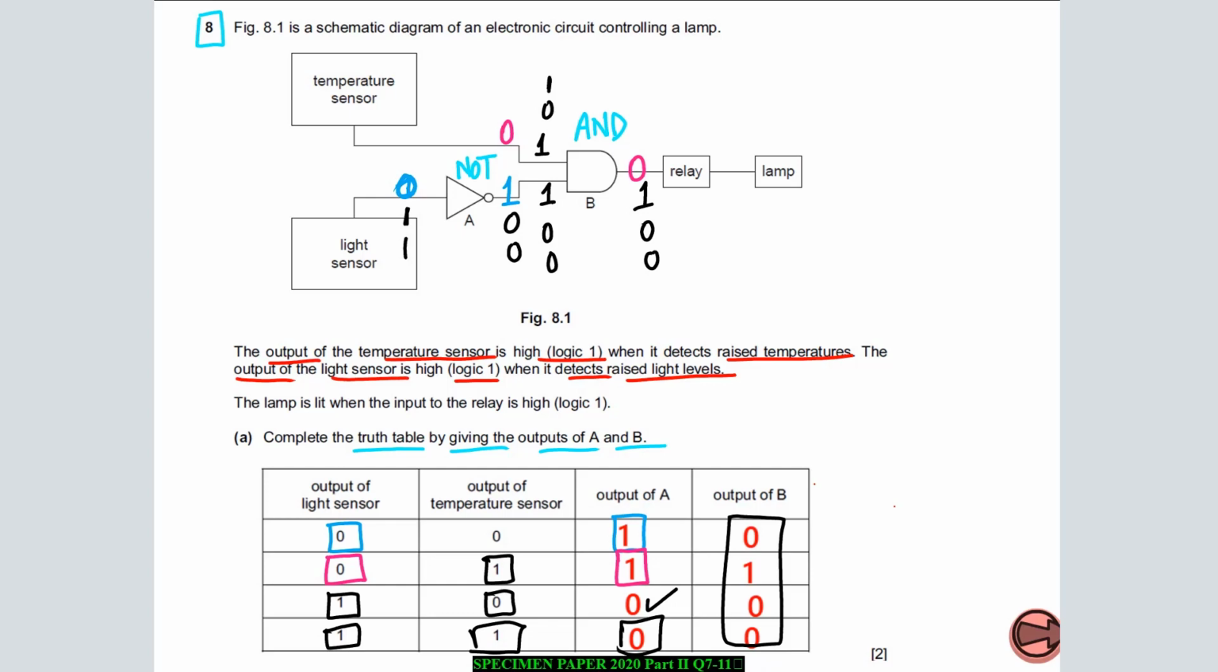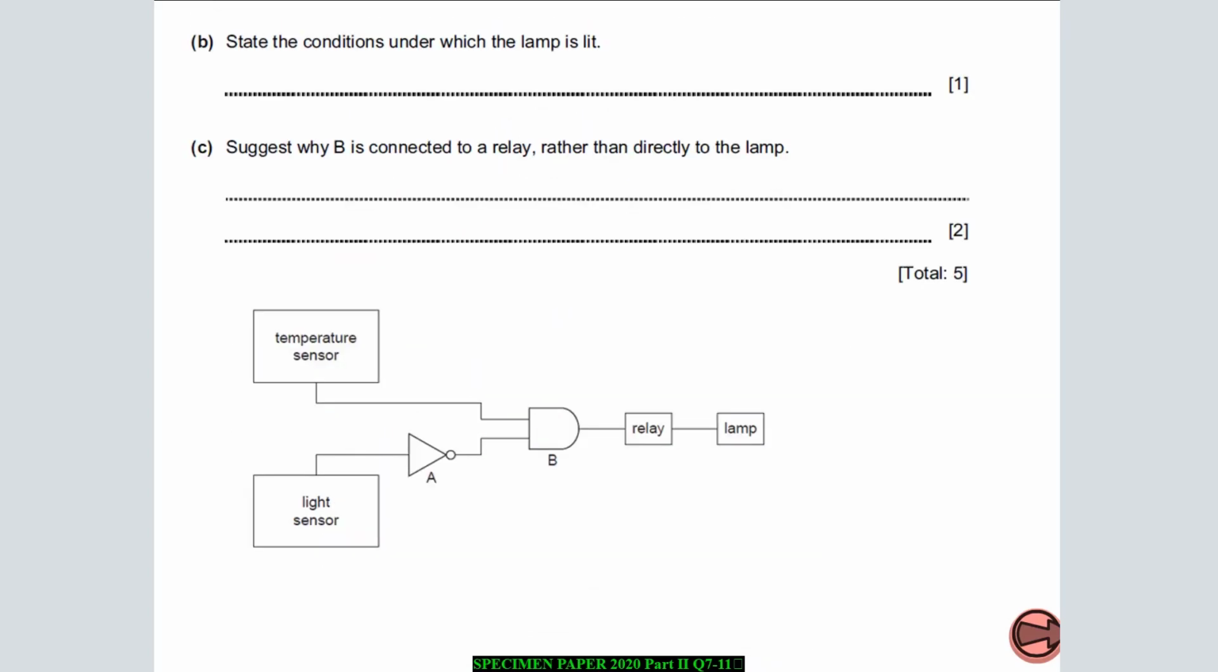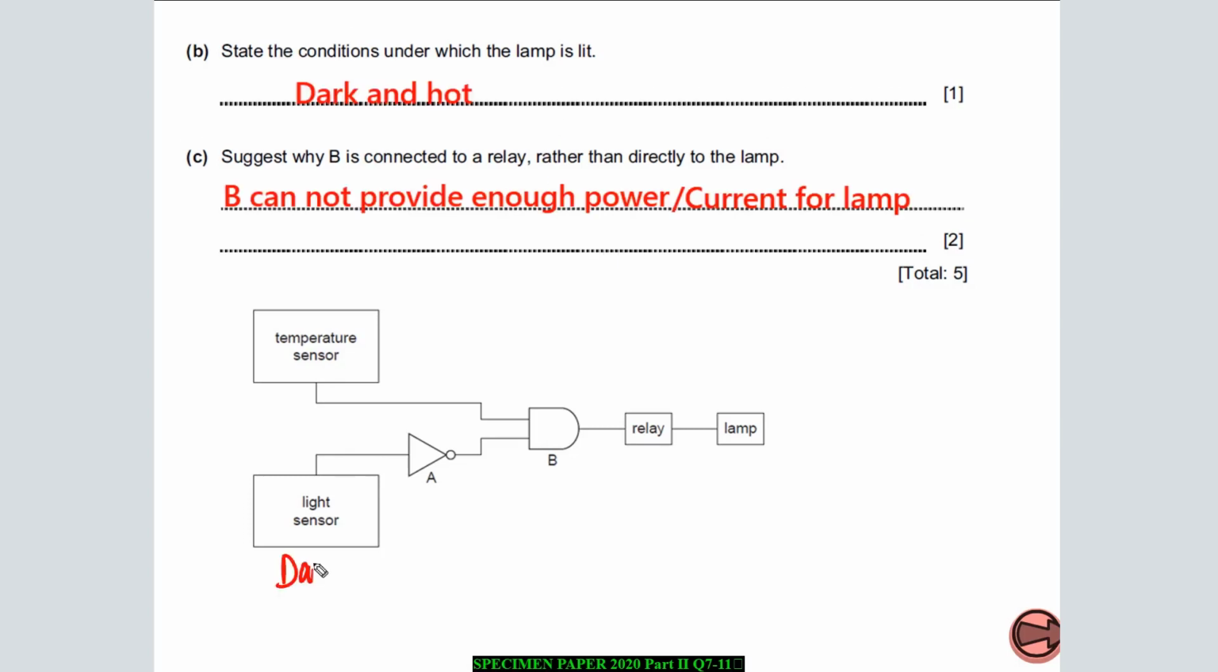I hope it is quite clear to you now. The next part simply asks us to state the condition under which the lamp is lit. If dark, the output of the light sensor is 0, and when bright, the output is 1. When the temperature outside is cold, the output of the temperature sensor is 0, and when it is hot outside, the output is 1. The lamp has to be on, simply speaking, when the output of B is 1.